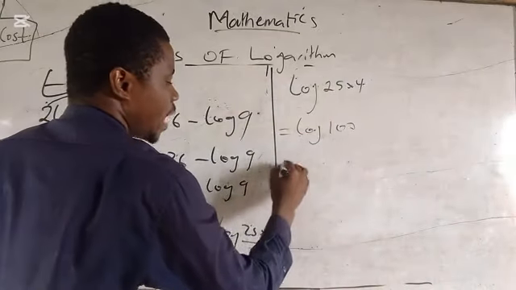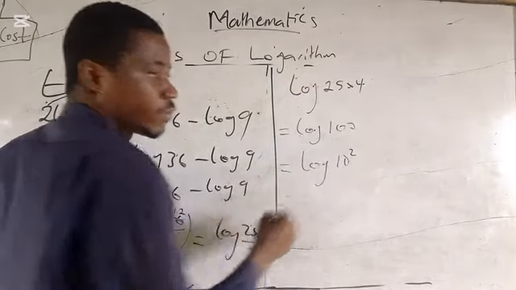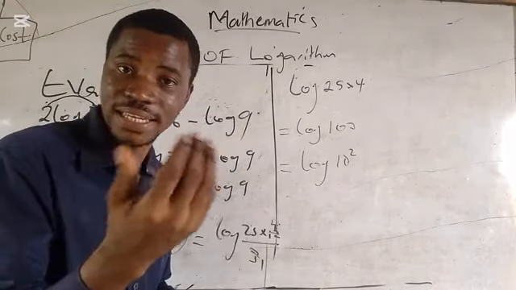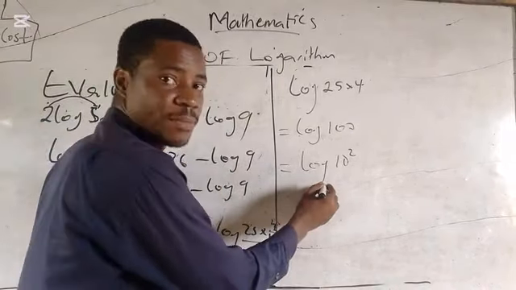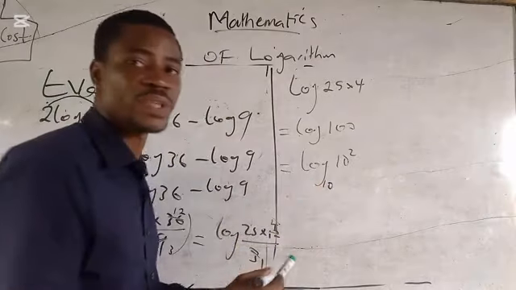And we have this to be equal to what? 100 is the same as 10 raised to the power of 2. Now, let me tell you something. Whenever you see a logarithm that has no base, you can see there's no base here, it is simply base 10. So it means we are having base 10 here. If there's no base, it is base 10.